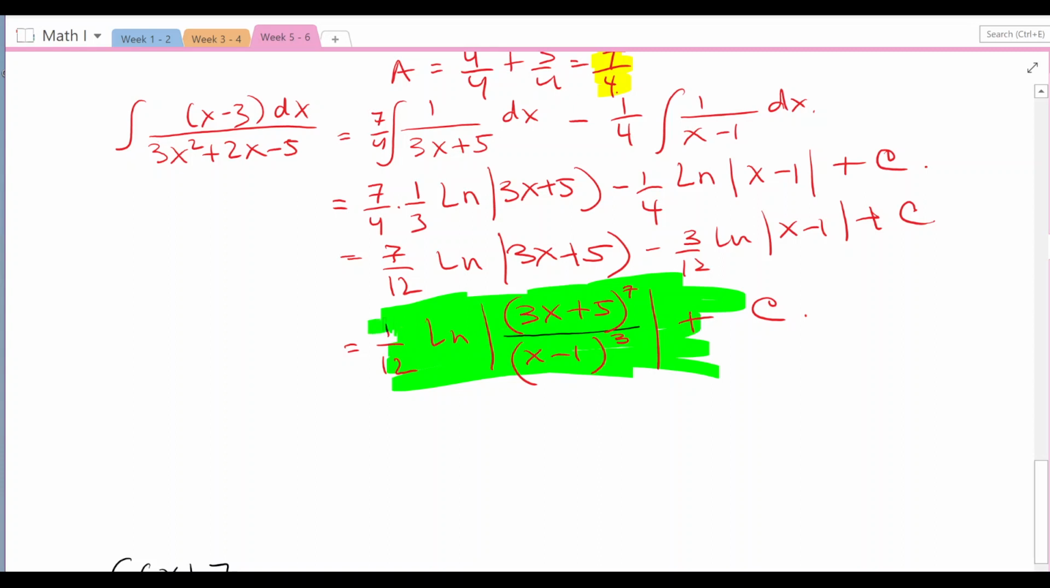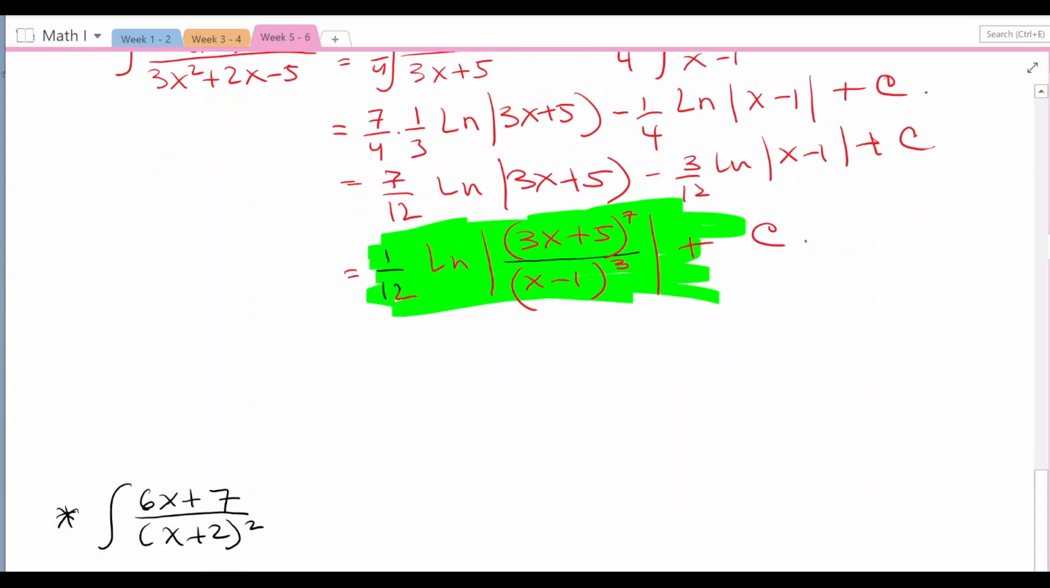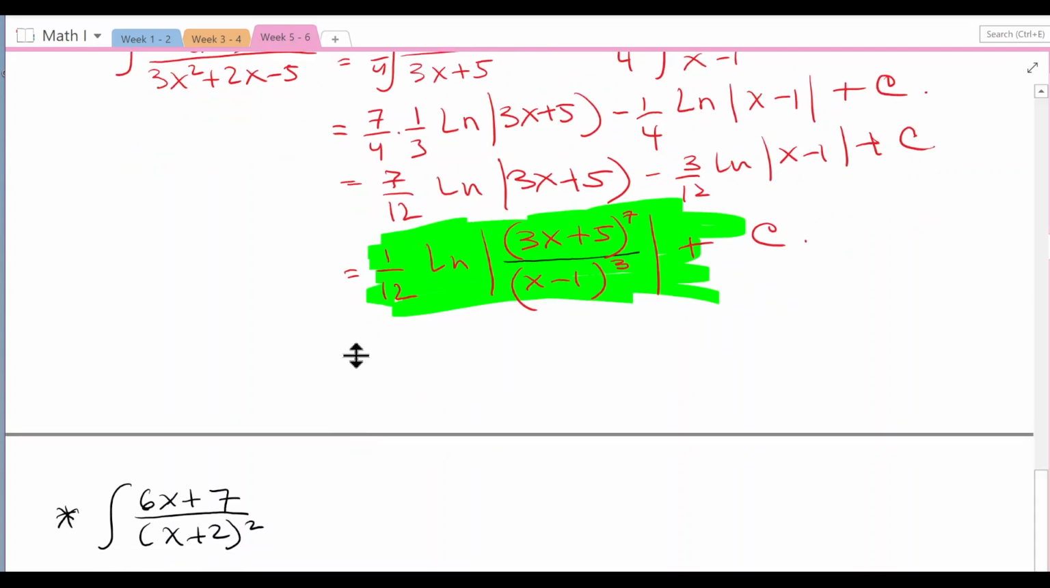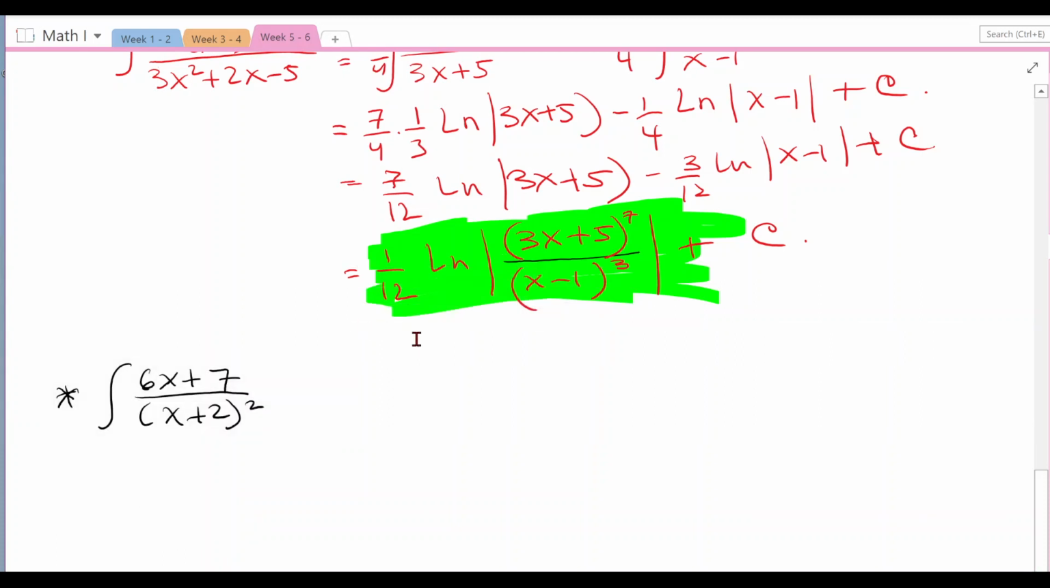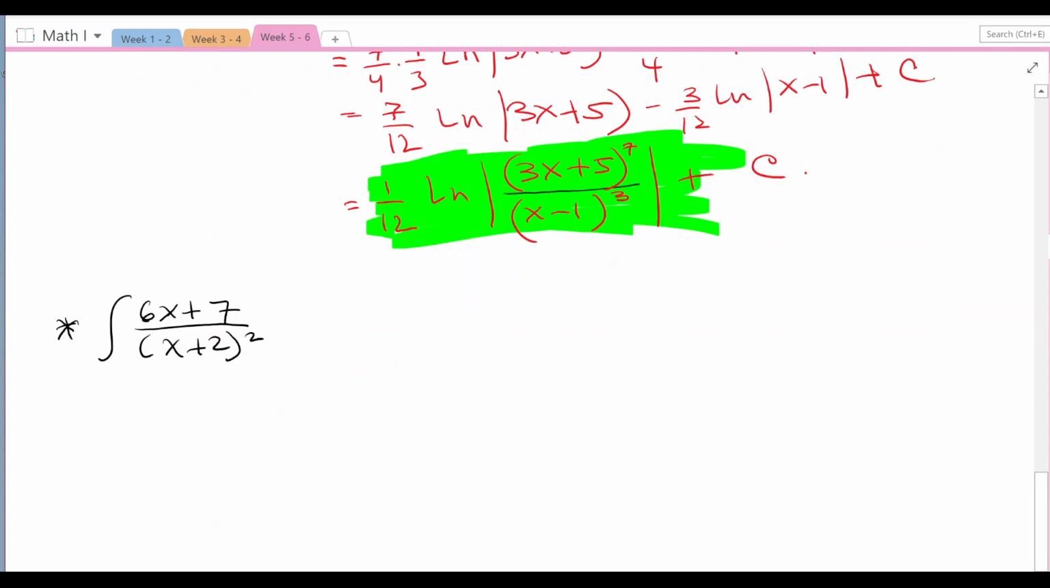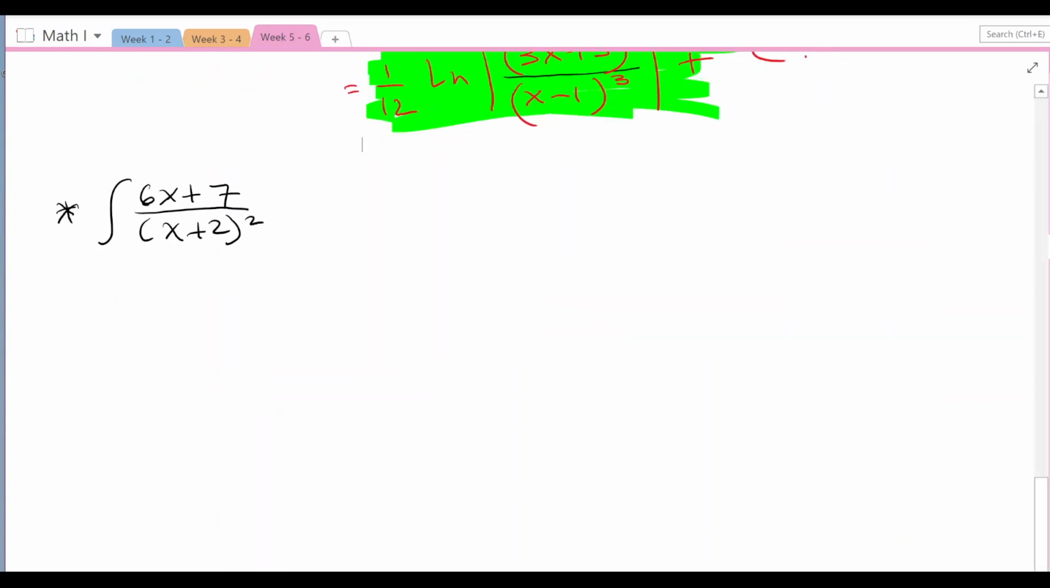Alright, let's move on to the next example. In the next example we have repeated factors, in this case the integral of 6x plus 7 over x plus 2 squared. So we have to use another technique to decompose this partial fraction. Let's write down the problem first.